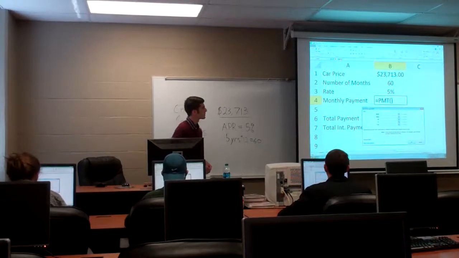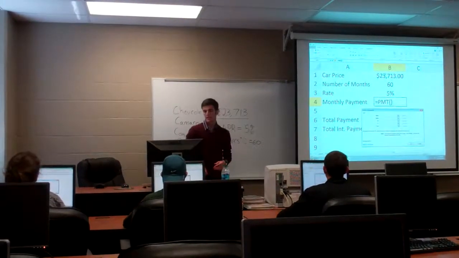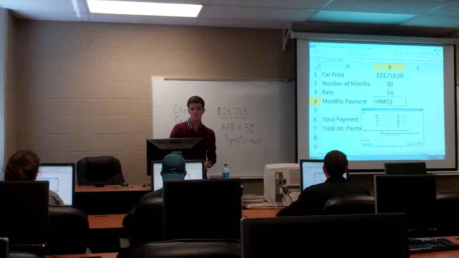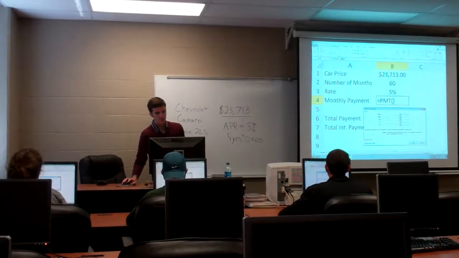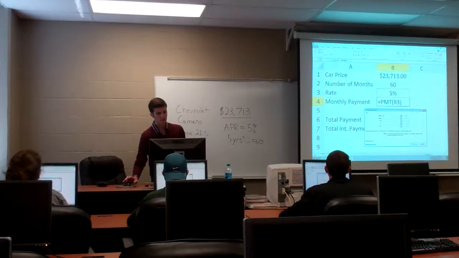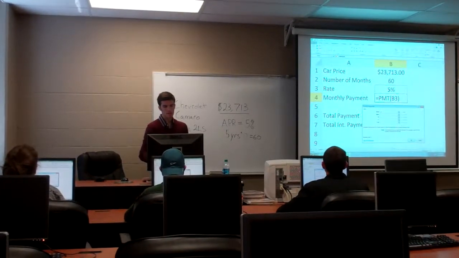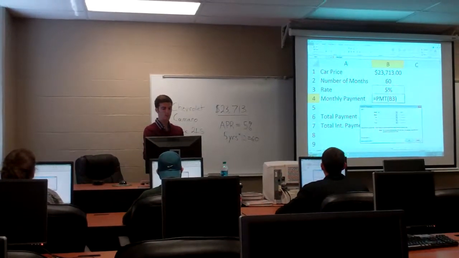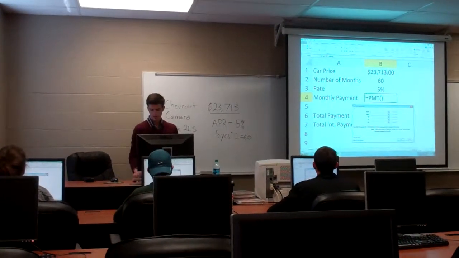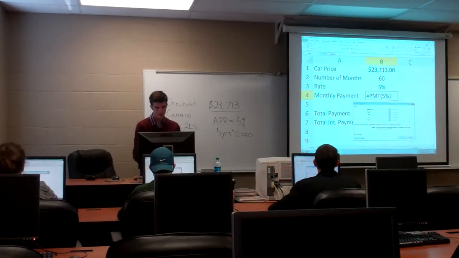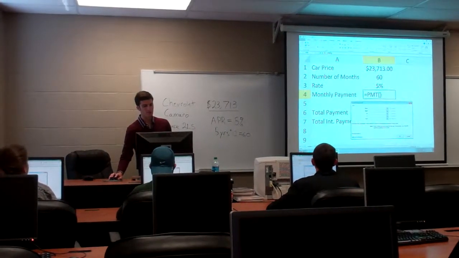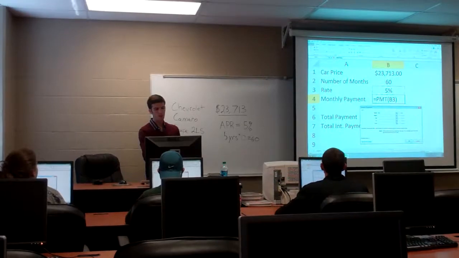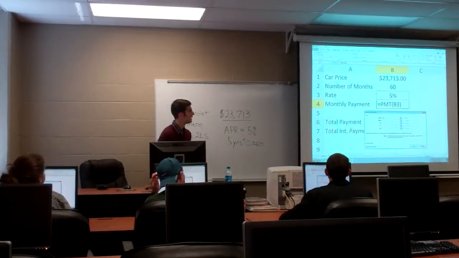So you can see that the cursor is in rate right now, and it simplifies it for you. It tells you exactly what you need to be looking for in your spreadsheet. So for a rate, we know that it's 5%. You can either enter 5% into the box, or you can go ahead and click on the cell itself and it'll automatically be put in there.